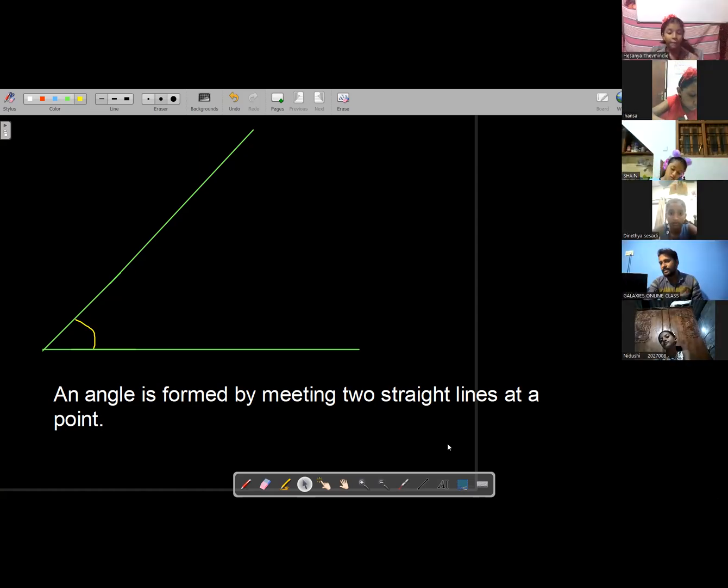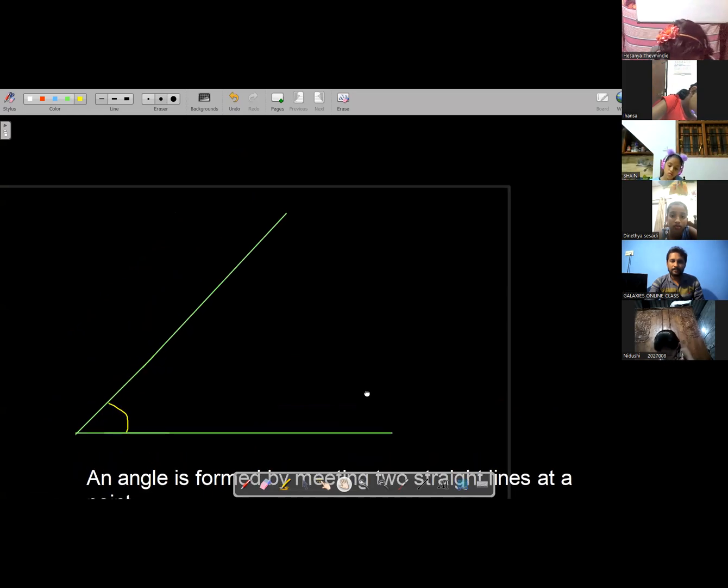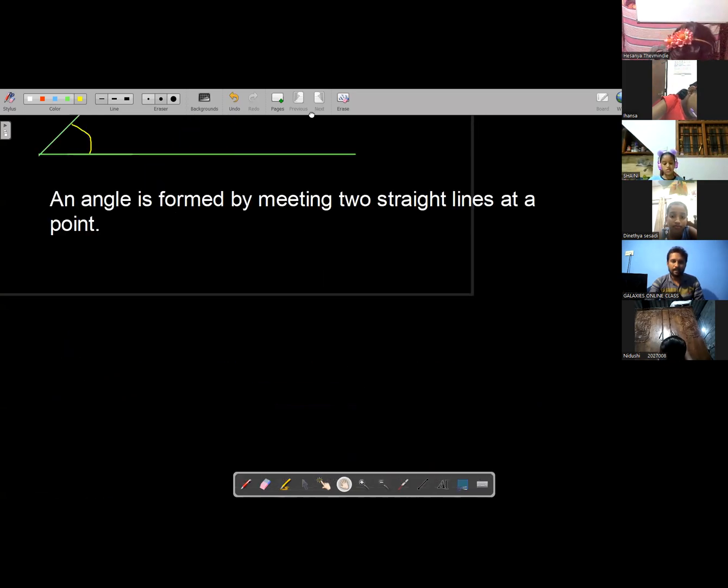Right, now we are going to discuss what are the main parts of the angle. Okay, you write down the subtopic in your book, main parts of the angle. New subtopic, write down main parts of the angle.